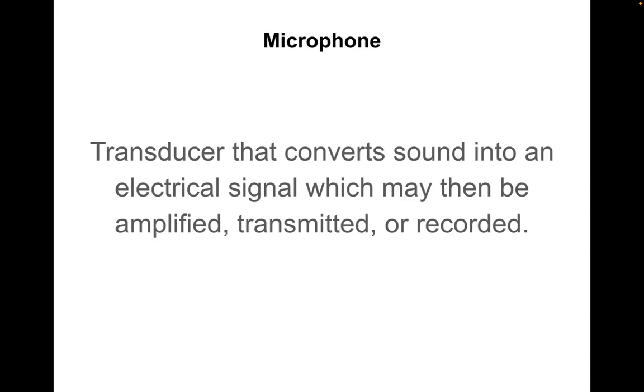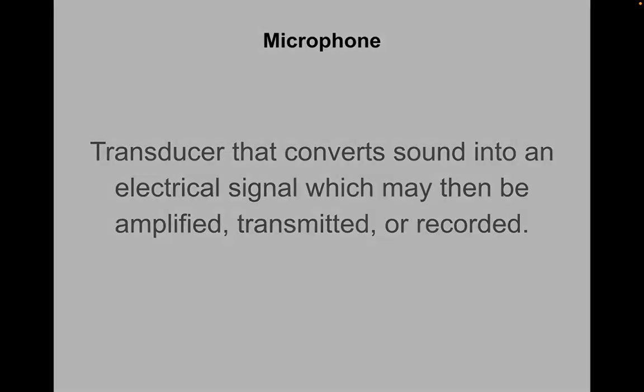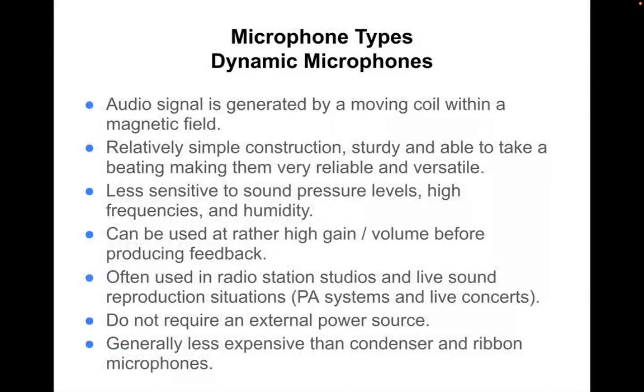Let's discuss the microphone in much more detail. A microphone is defined as a transducer or energy converter that converts sound into an electrical signal, which may then be amplified, transmitted, or recorded. For announcers, this is the instrument that plays back your voice on the air and is more commonly called the mic. There are four main types of microphones: dynamic, condenser, ribbon, and USB.